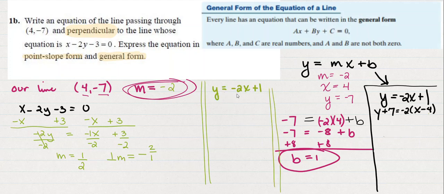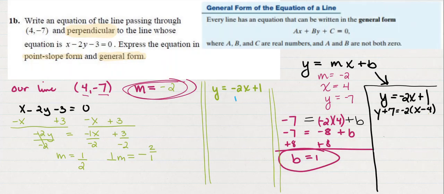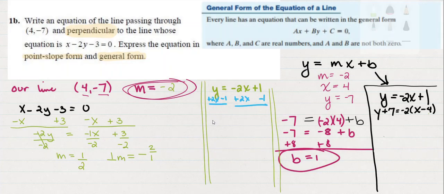So we have our y equals negative 2x plus 1. If I want to set this to 0, I'm going to add 2x to both sides, since we have this negative 2x on the right. And I'm going to subtract 1 from both sides. Sorry, it's getting kind of tight fitting it in here. But here's what that would look like. It would be 2x plus y minus 1, and then we have equals 0 on the right side.